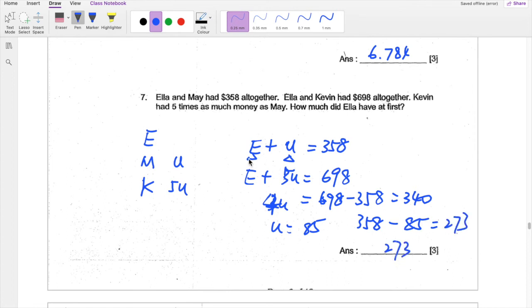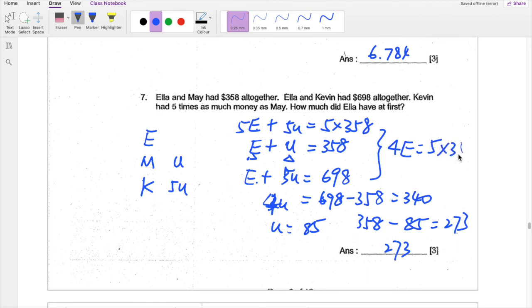Also, if we want to calculate Ayla directly, we can multiply this one by 5, because we want to eliminate Mary. 5 Ayla plus 5u equals 5 times 358. If we subtract the other equation from this one, we have 4 Ayla equal to 5 times 358 minus 698. So this also calculates Ayla. For each question, we can think about different ways to solve it. This is very important for verifying whether your results are correct.